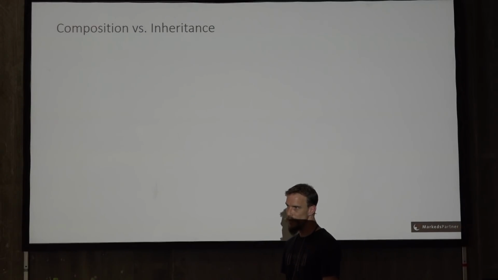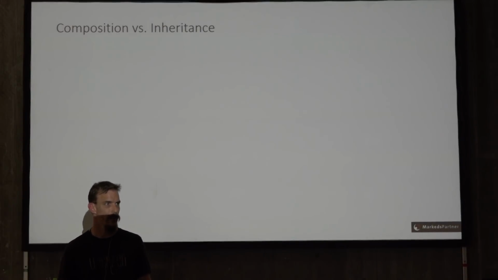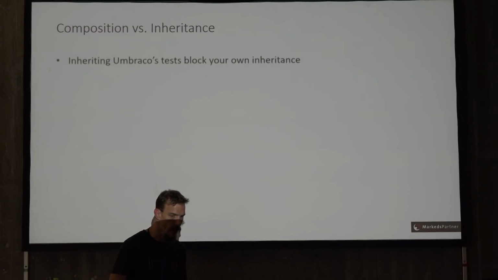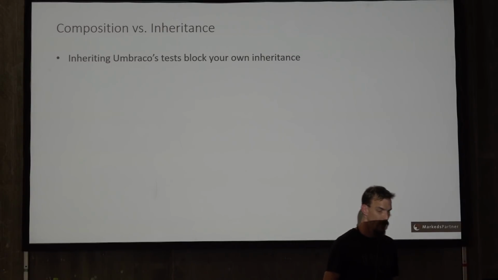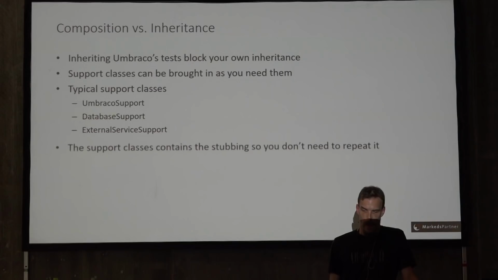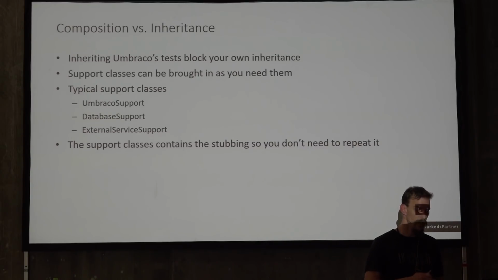And I find this a way better method, using a new instance of some support class rather than actually inheriting the things in Umbraco. Because by inheriting Umbraco, you suddenly block your own ability to create a test hierarchy. And you can make more of these classes and just compose them. So you could have a database support thing that might be integrated or not. You can have an external service support thing that has stubs for your external services. And you can keep your stubbing in those reusable classes instead of repeating it in every other test.